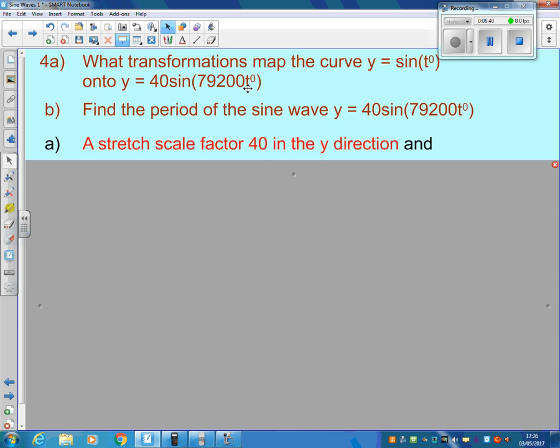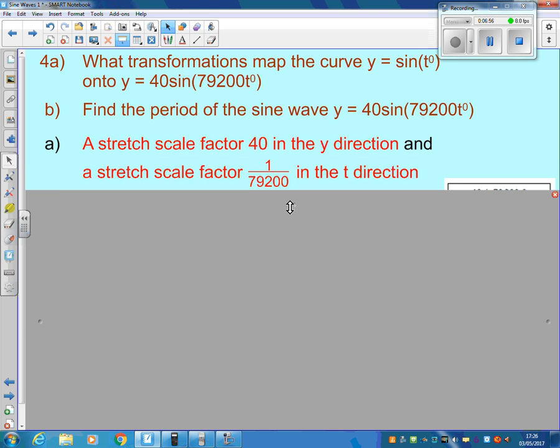Now, the other one is going to be a stretch in the t direction, not the x direction, but this one is going to be the opposite of multiplying by 79,200, so it's actually dividing by 79,200. So it's a stretch scale factor 1 over 79,200 in the t direction. So that one in the y direction, scale factor 40, but this one you need to have 1 over it, 1 over 79,200 in the t direction.